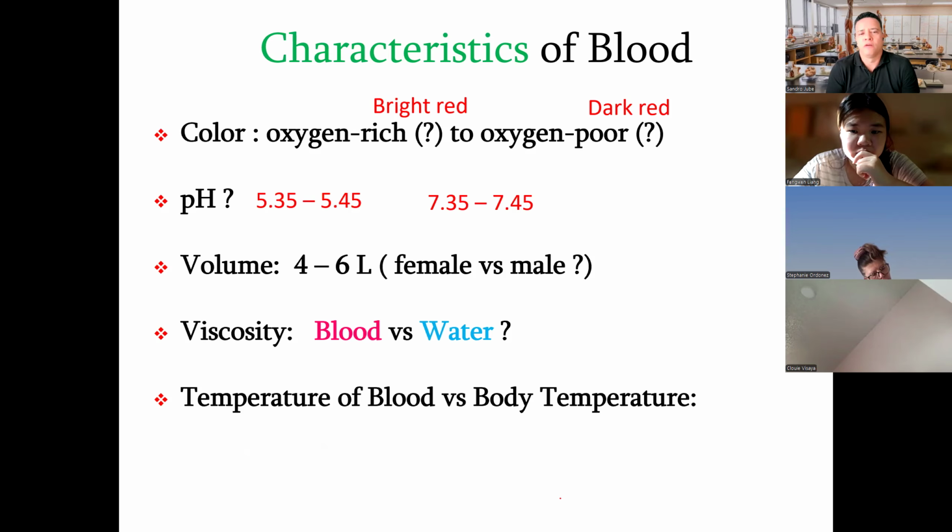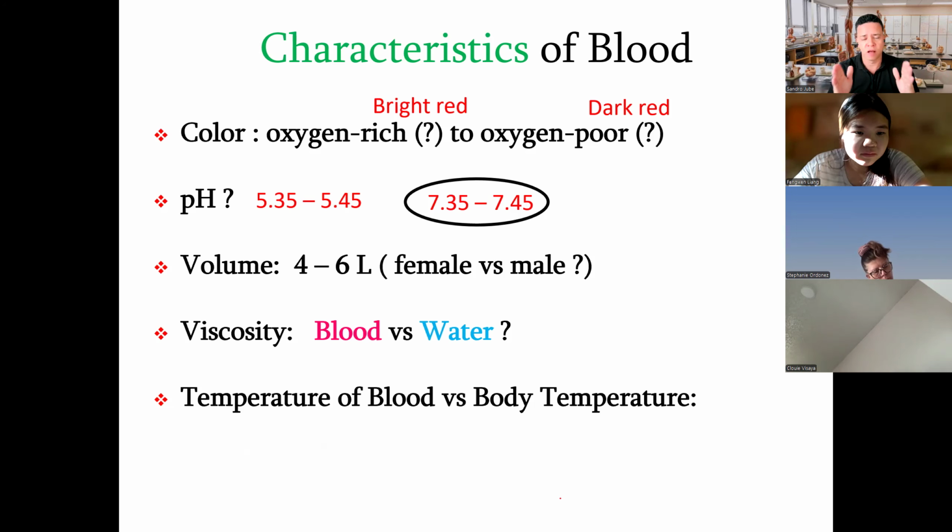Now, what about the pH of our blood? Our blood, folks, is slightly alkaline. It has a blood pH between 7.35 and 7.45, just above neutral. It's not acidic, it's not neutral, it's slightly alkaline. And you can see here that the range in the pH of blood is very narrow. It is only 0.1 on the pH scale, from 7.35 to 7.45.